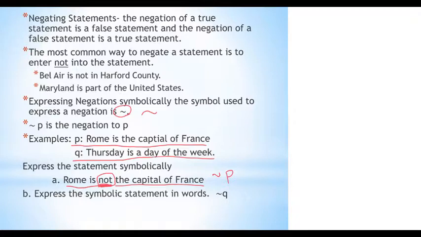B says to write the symbolic statement in words. So we have the negation of Q here. Q is Thursday is the day of the week. So the negation of that would be Thursday is not a day of the week. So you don't really change the statement other than placing the word not into the statement.